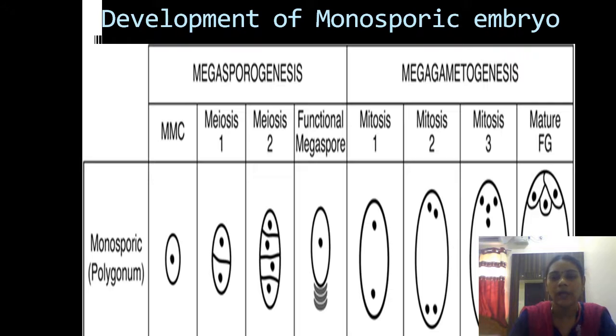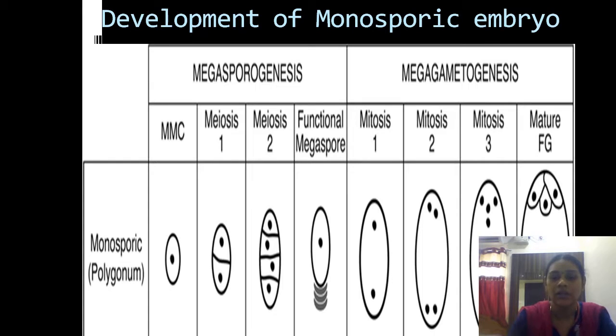Again it is undergoing a mitosis. These nuclei also are haploid in nature. In mitosis 3, these 2 nuclei undergo division into 4 nuclei, and these 2 also undergo division into 4 nuclei. So this is the 8-nucleated stage. After the 3rd mitosis, wall formation takes place. That is, cytoplasmic division only takes place after the 3 mitotic divisions.